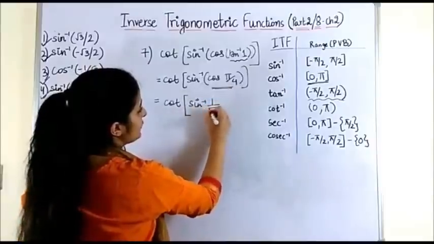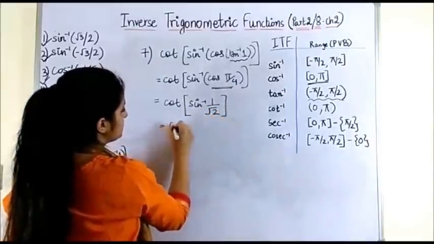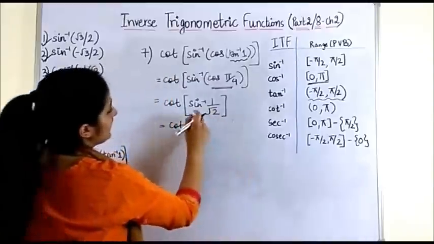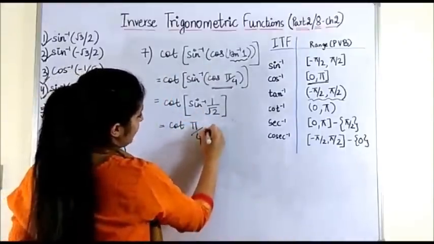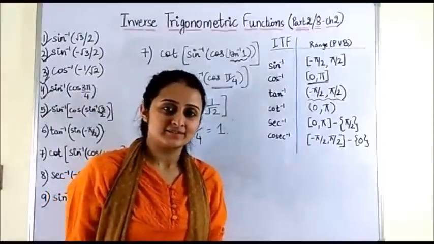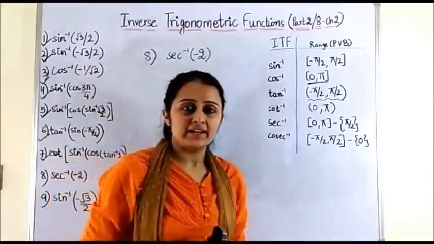Cos pi by 4 is 1 over root 2. Sine inverse of 1 upon root 2 gives you the answer pi by 4, and cot pi by 4, you know, is 1. Wasn't that too easy?